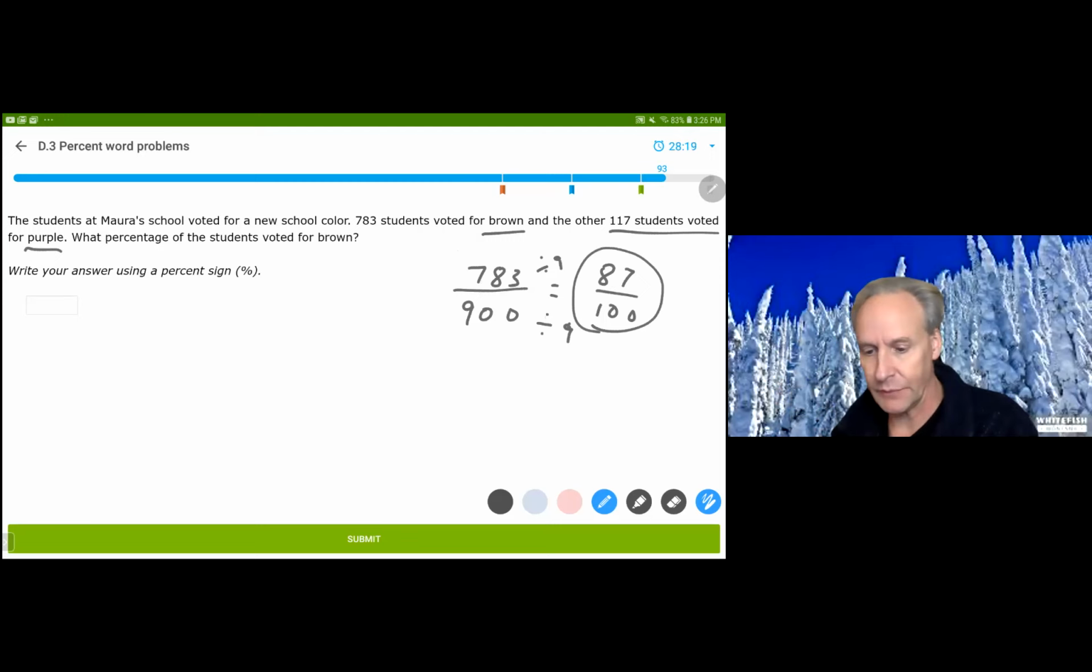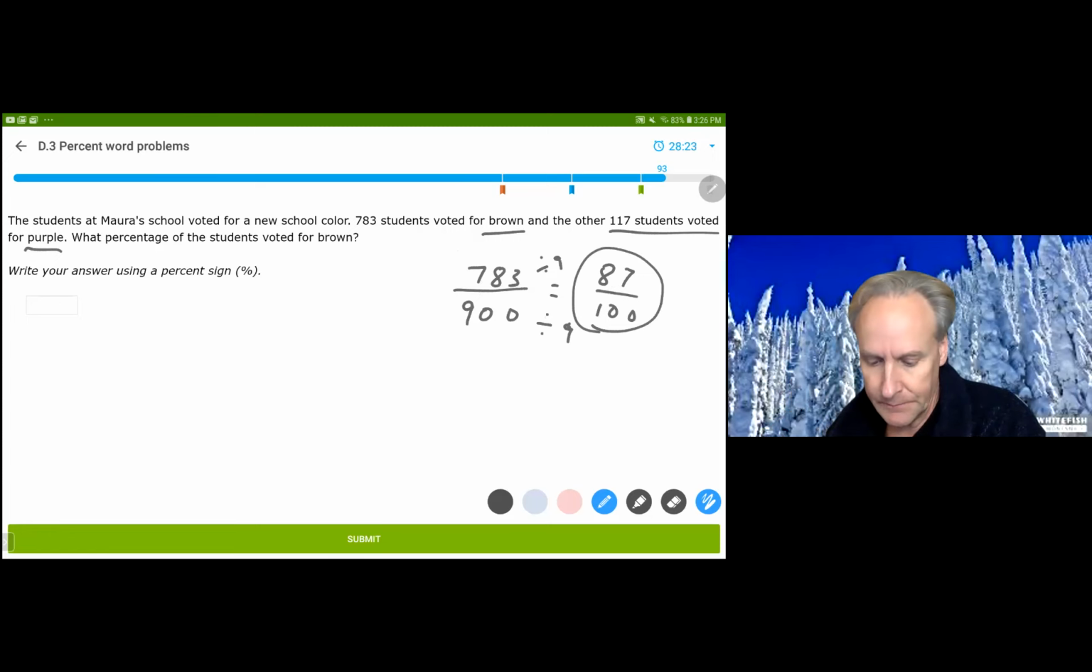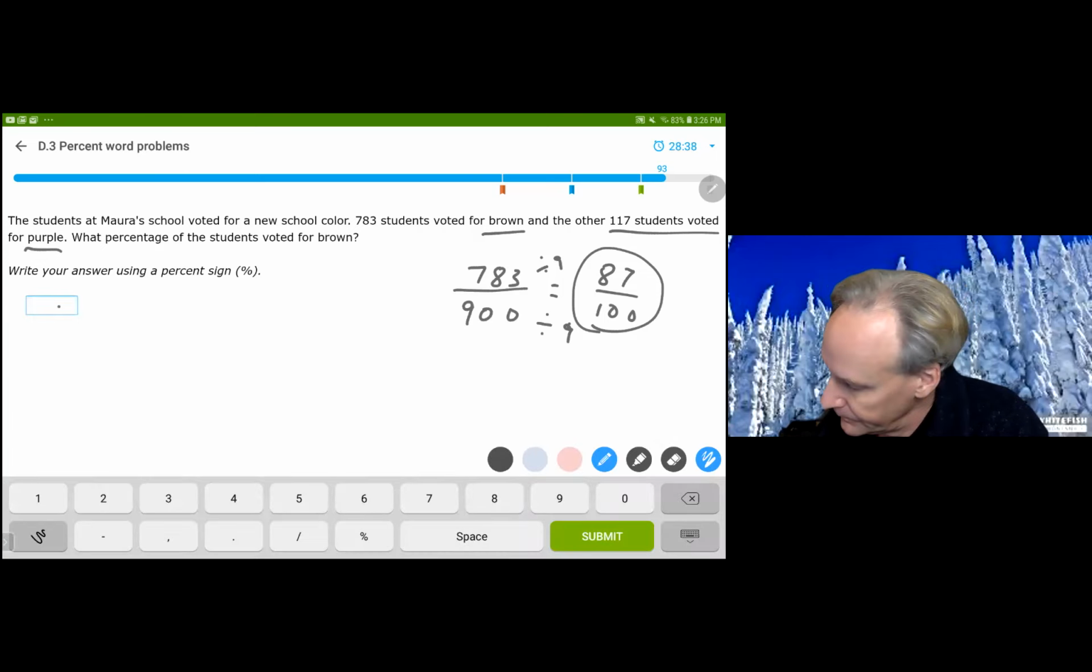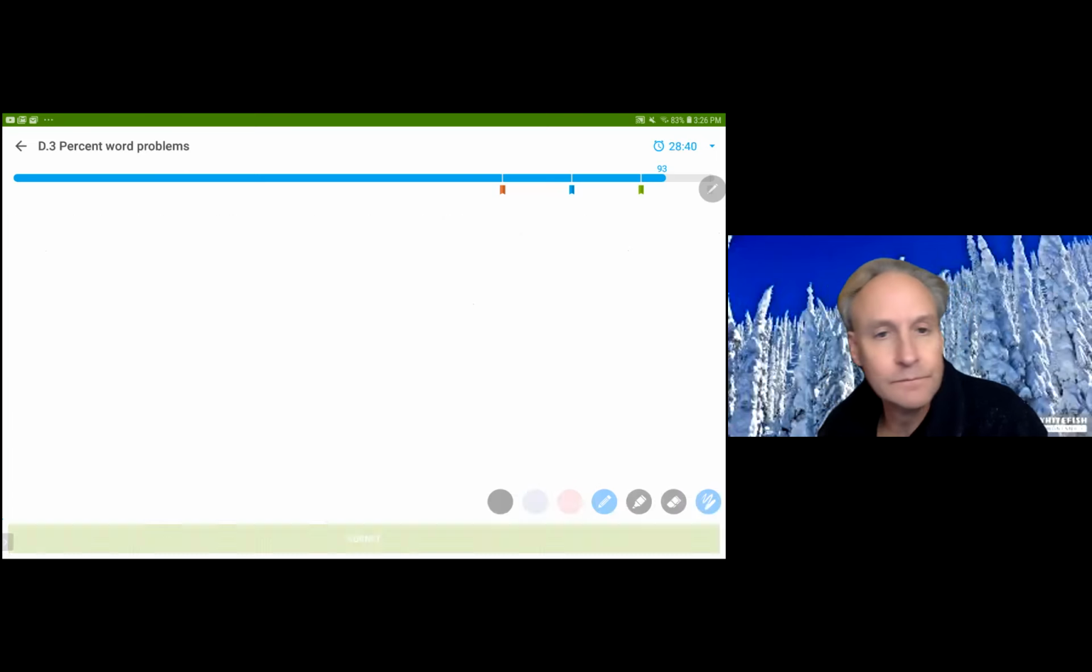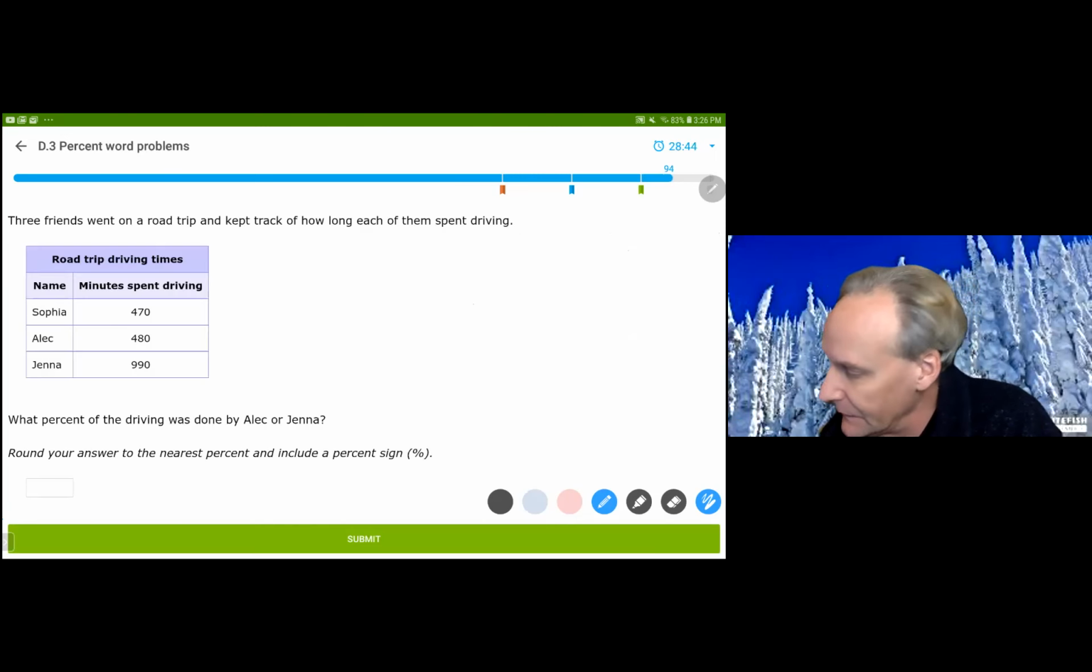I trust myself, but it's always good to double check your work. 783 plus 117 is indeed 900. And when you take 783 divided by 900, you do get the 87%. Oh my goodness, I'm spending way too long on this. Okay, what percent was done by Alec or Jenna?